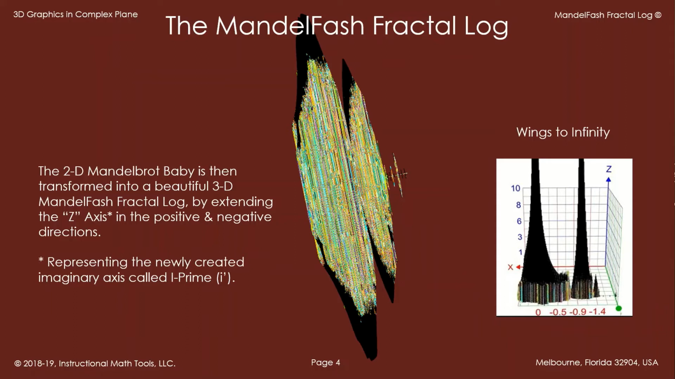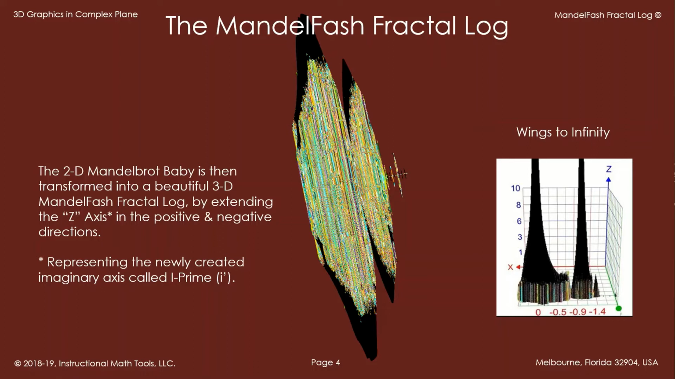So the 2D Mandelbrot baby has been transformed into a 3D Mandel-Flash fractal log by extending the z-axis, both in a positive and a negative direction. The z-axis, of course, is representing the new imaginary axis that's been added to make it three-dimensional, called I prime.